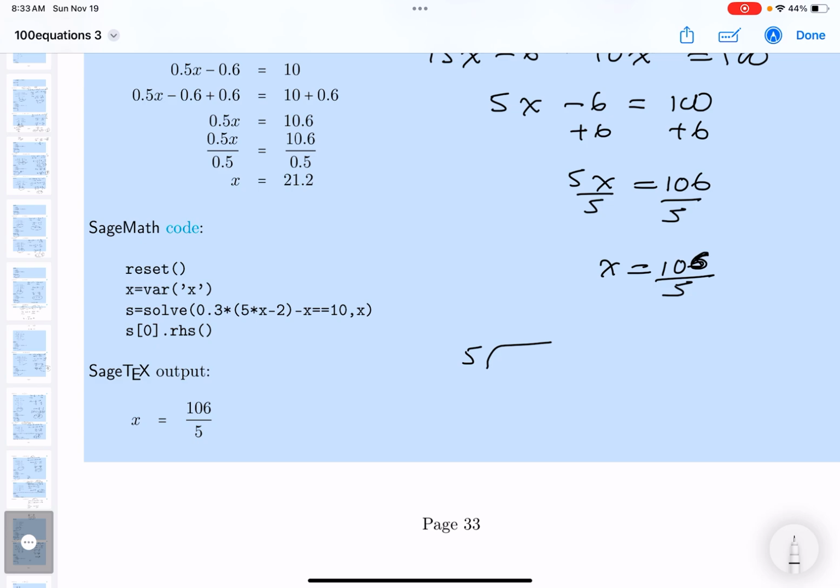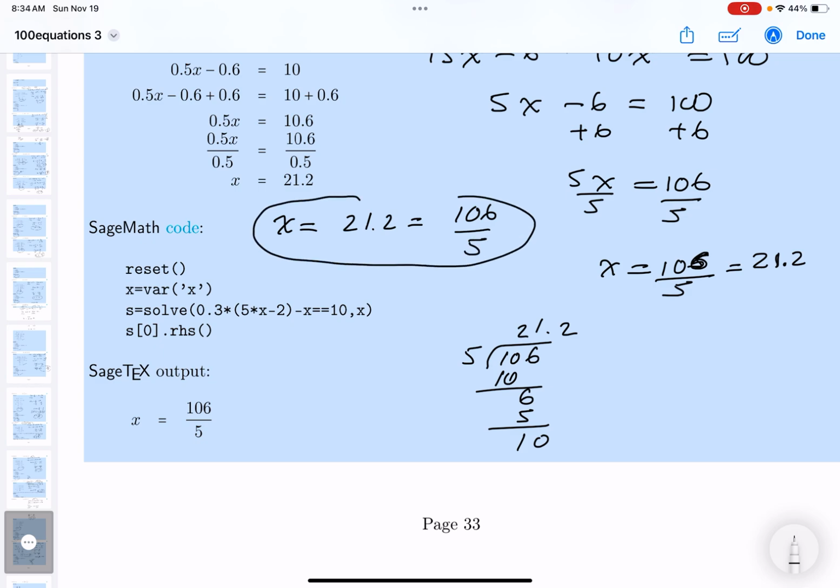So 5 into 106. Well, let's see, 2. That gives me 10. I get 6. That's 1. That's 5. 10.2. So you could also write down 21.2. All right, so I could write down x equals 21.2. Or if I prefer, 106 over 5. I actually prefer the 106 over 5.